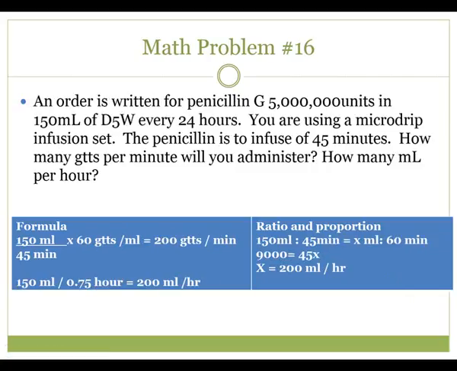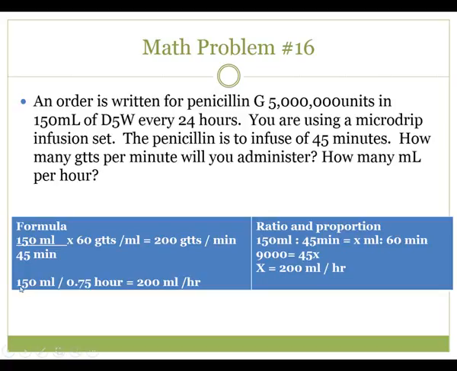The order is written for penicillin, 5 million units, and 150 mils of D5W every 24 hours. You're using a micro drip infusion set. If you remember from some slides a few slides back, a micro drip is 60 drops per mil. It's the only one that's 60 drops per mil. The penicillin is to infuse in 45 minutes. How many drops per minute? How many mils per hour? So you would say 150 mils over 45 minutes times your drop factor, which is 60, gives you 200 drops per minute. So you would run it at 50 drops every 15 seconds.